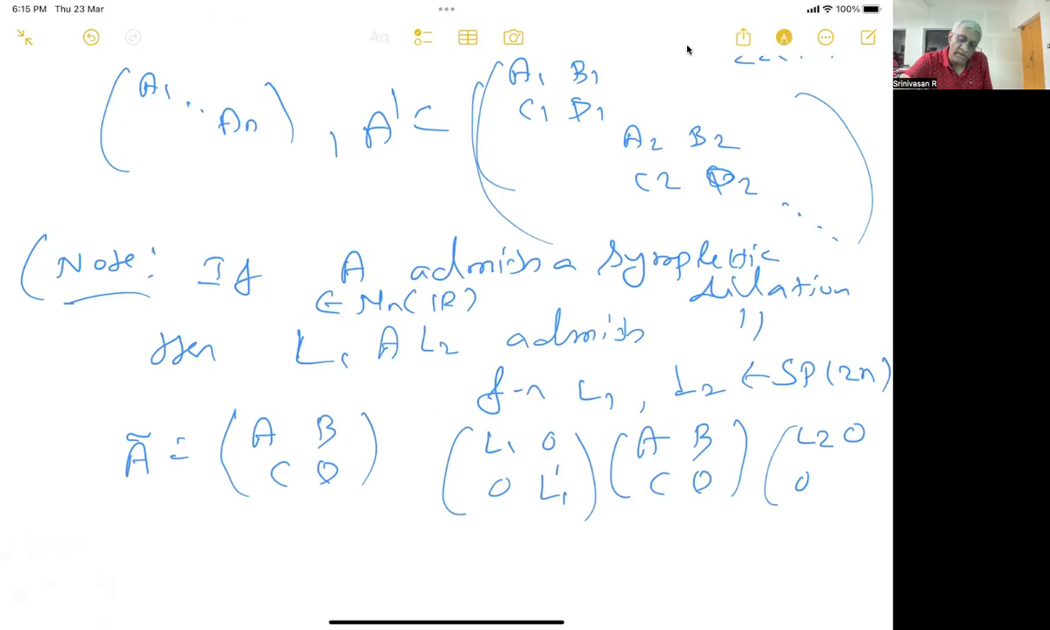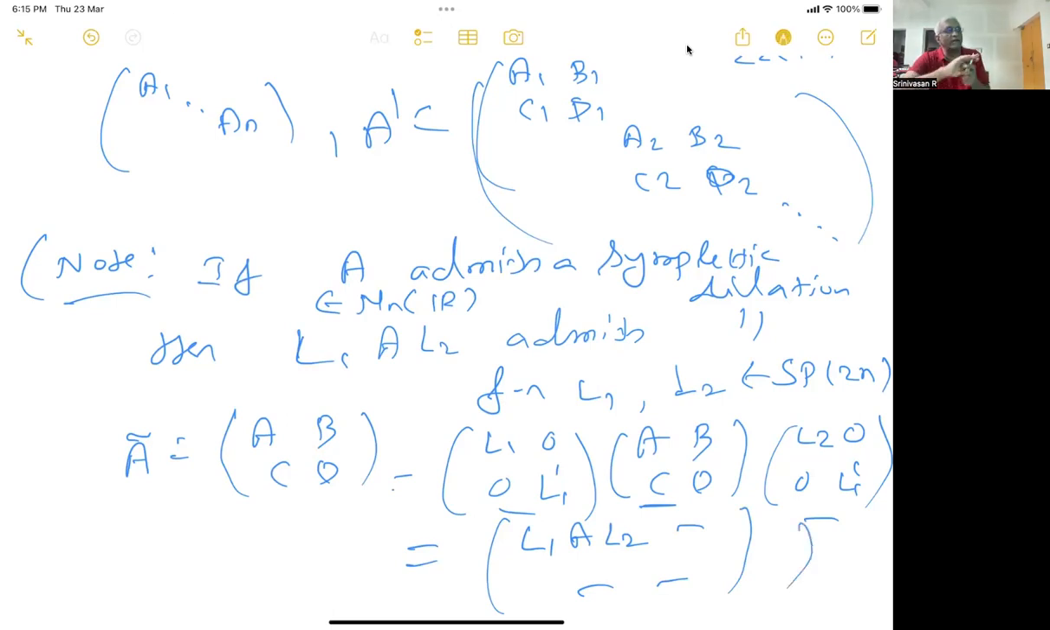Tilde is confused, right? L1 prime. Okay, so this is equal to L1A, L2, right? That is what you will do. And then if you have L1A, when you multiply with that, you get L1A, L2, and something here. That doesn't matter. But then, this A tilde is a symplectic operator. This is symplectic, this is symplectic, this is symplectic. So the product is symplectic. So it's clear.